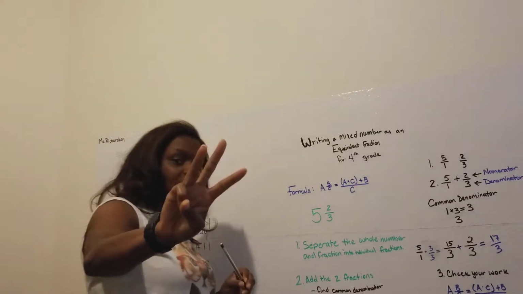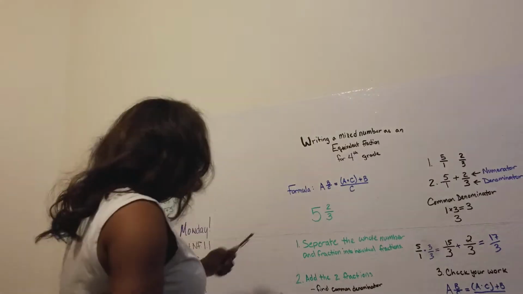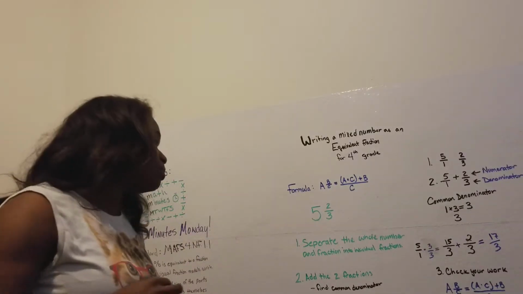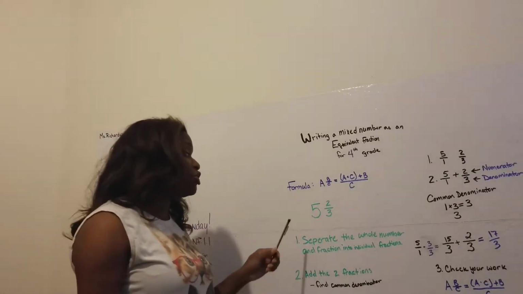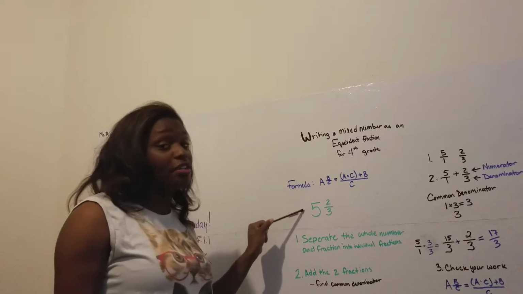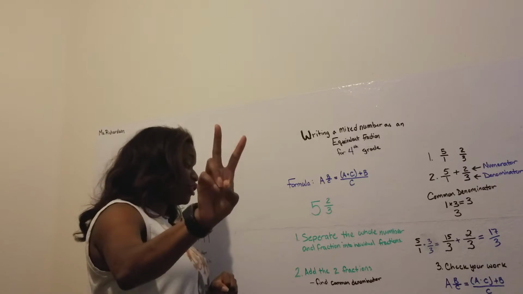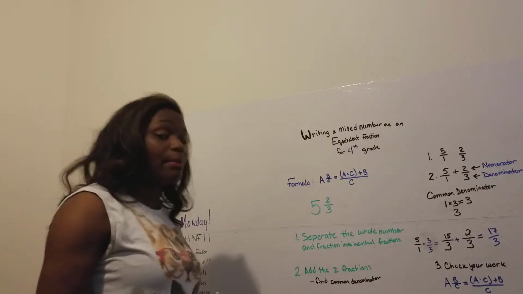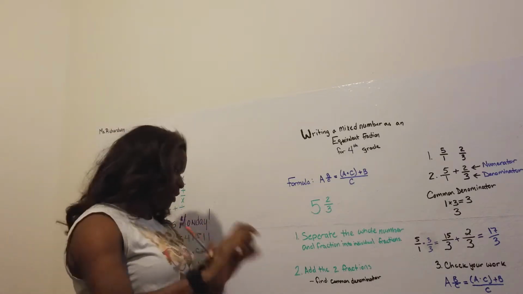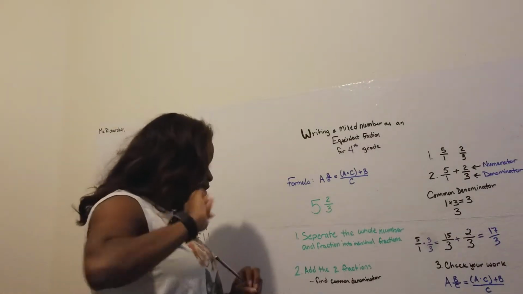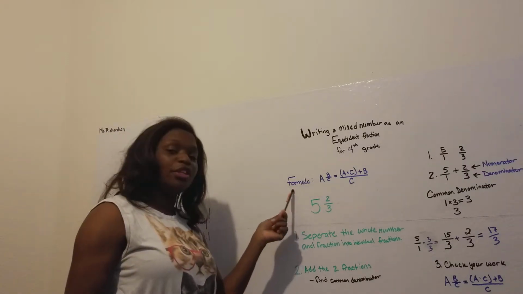And I have 3 easy steps for you guys to follow to get down to business. Here we go. Number 1, separate the whole number and fraction into individual fractions. So pretty much what that's saying is making sure that your whole number is its own individual fraction along with the rest of the mixed number. Step number 2, add the 2 fractions. Remember, when you're adding fractions, you do have to have a common denominator. That's very important. And finally, step number 3 is check your work by plugging the numbers into the formula, which is right up here.